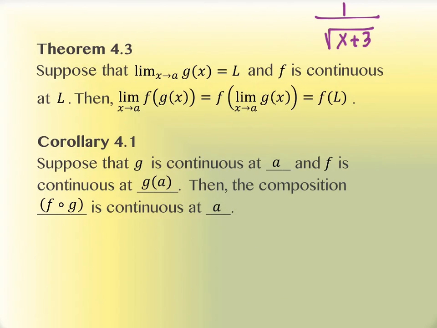All right, the corollary says, suppose that g is continuous at a, and then f is continuous at g of a.